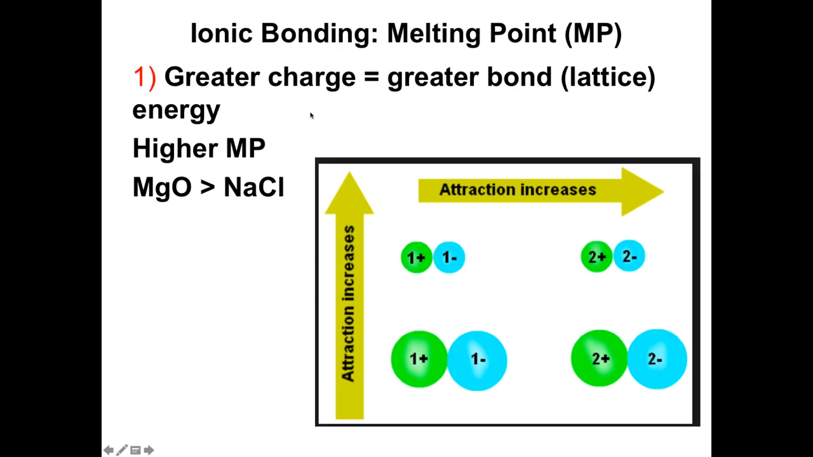And the thing to remember, the greater the charge, the greater the bond. And so it's going to take more energy to break those bonds. And so items that have these greater bonds are going to have a higher melting point. So magnesium oxide, which is +2, -2, has a much higher melting point than NaCl, that is +1, -1.